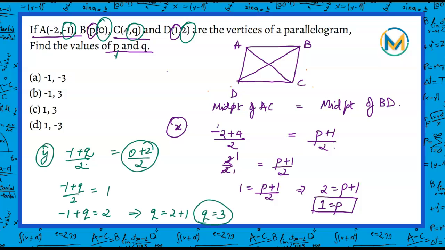So the value of p is 1 and the value of q is 3, which is option number C, 1 and 3.